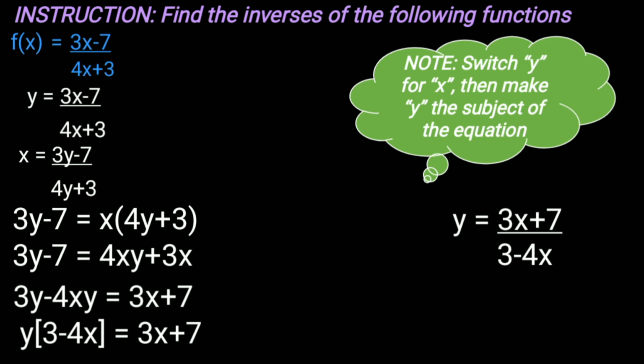This is technically the inverse of the given function. But we need to use the notation of the inverse of f of x, and that is going to be (3x plus 7) over (3 minus 4x). That is the answer to such a question.